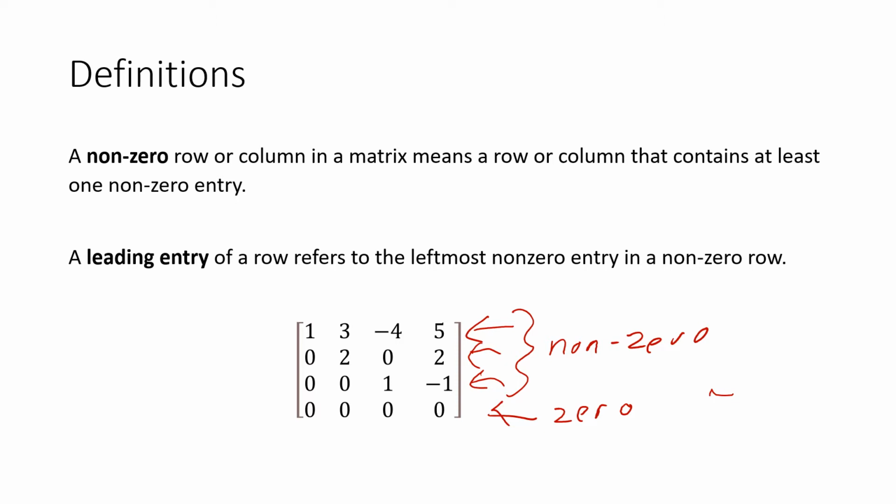The second definition is a leading entry. So when we talk about a leading entry in a row, we talk about the first non-zero entry in a non-zero row. So in this matrix that we have a leading entry in the first row, we have a leading entry in the second row, and we have a leading entry in the third row. So that's the definition of a leading entry.